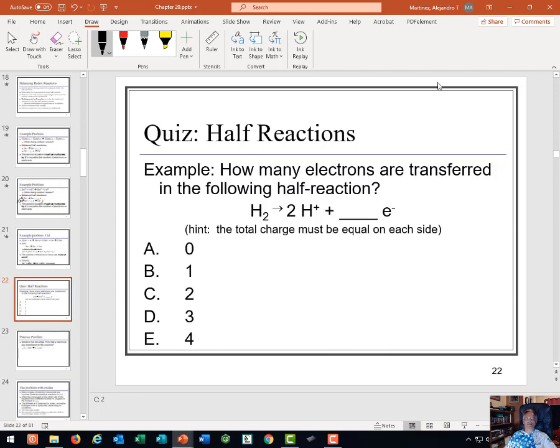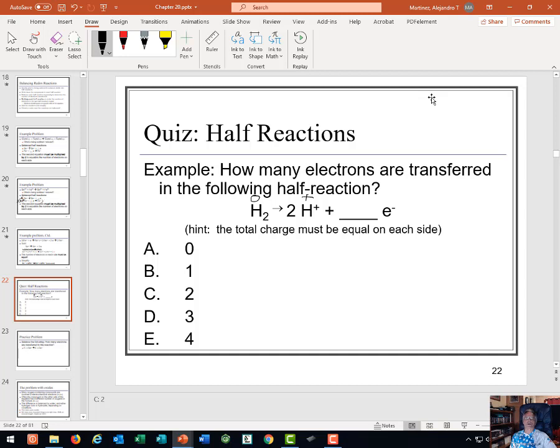So let's take this little quiz. Let's figure out how many electrons are transferred in the following reaction. Now, to figure out the number of electrons transferred, you have to look at the oxidation states. Here's hydrogen in its elemental form. It has a 0 oxidation state. This is H+, and monoatomic ions get their charge.